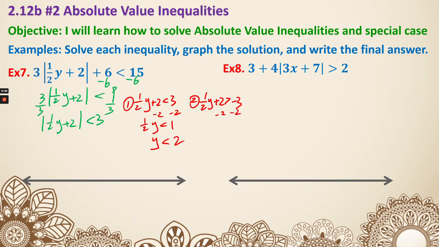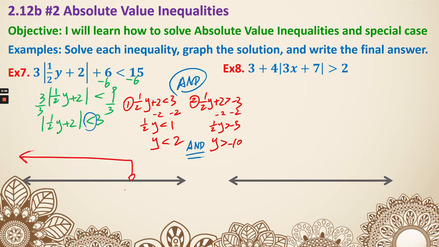Subtract 2 on both sides. 1/2 y is greater than -5, so y is greater than -10. And here's the connection word because it is less than, so the connection word is and. Now I can start graphing. It is less than 2. It is greater than -10. Since the connection word is and, I'm going to shade the middle part. Final answer, -10 is less than y, which is less than 2.